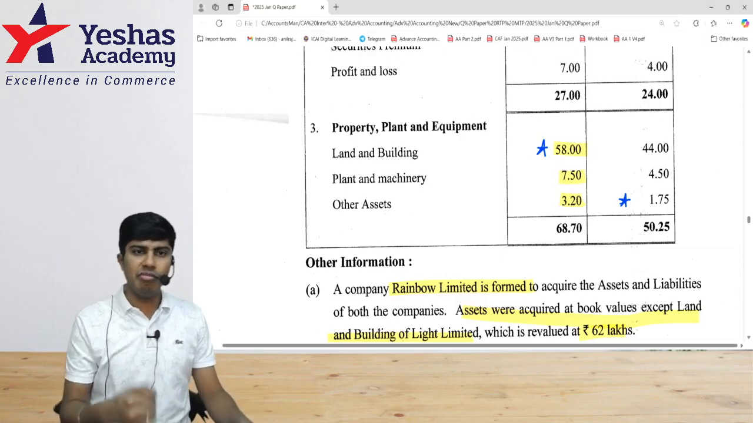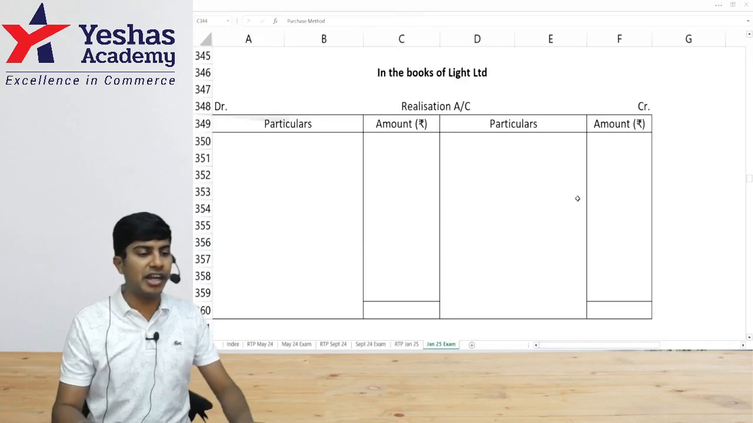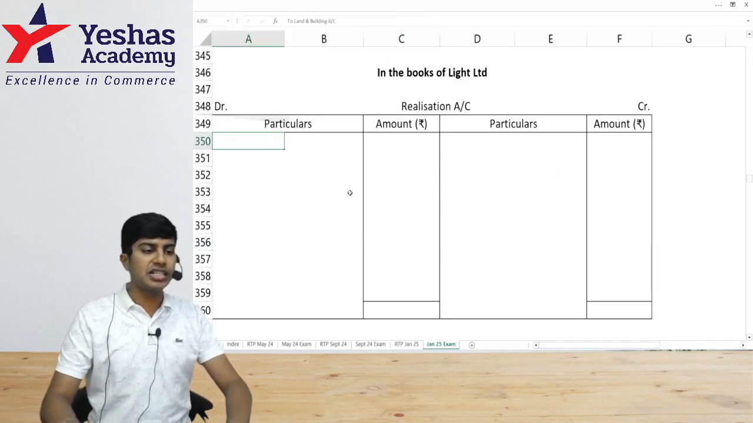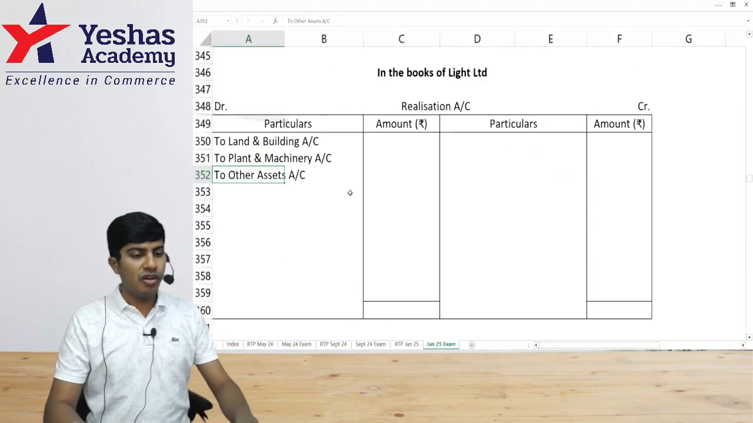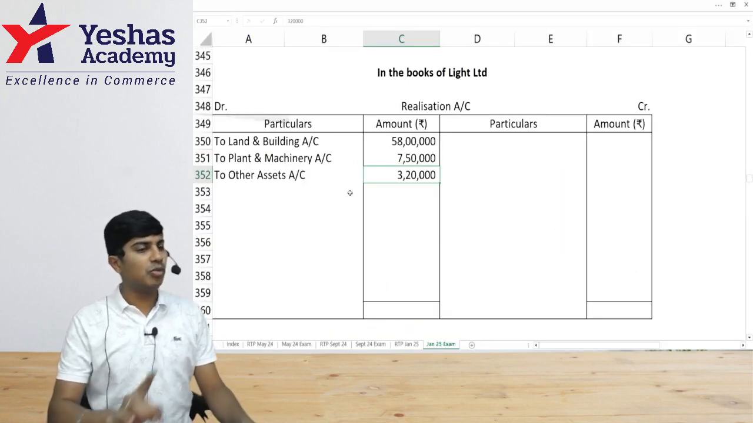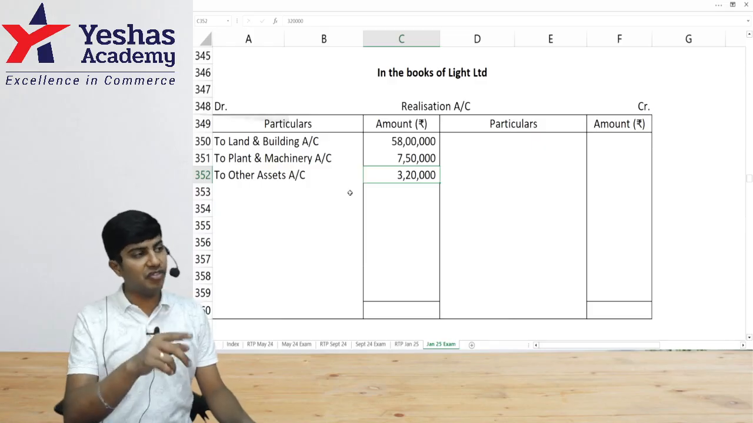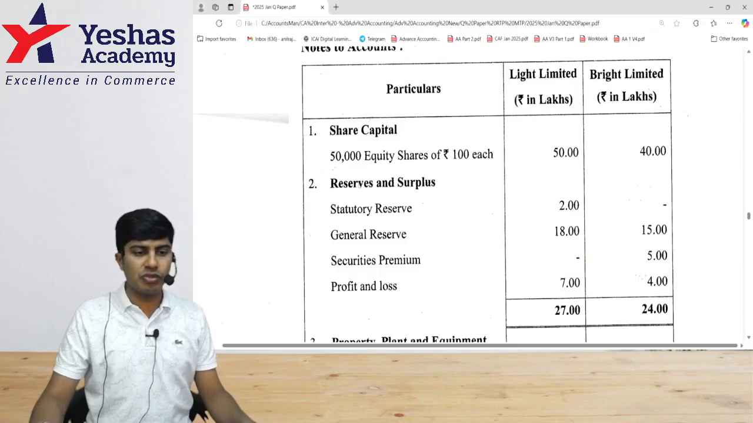We have to credit them and debit realization. Realization account debit to land and building, to plant and machinery, to other assets. Values 58 lakh, 7 lakh 50, 3 lakh 20. I am doing in the books of Light. After I finish Light, I will do Bright. Let's not mix up Light and Bright. Names are also confusing.